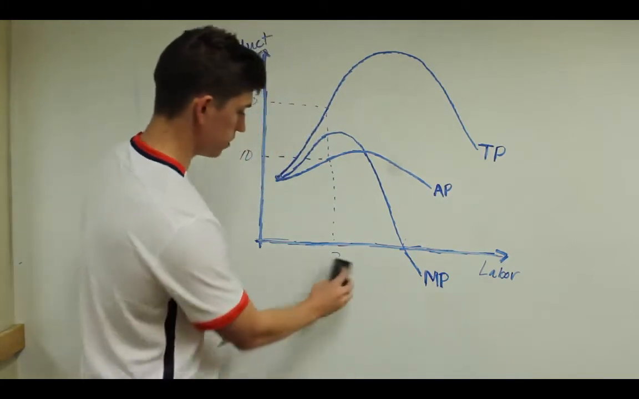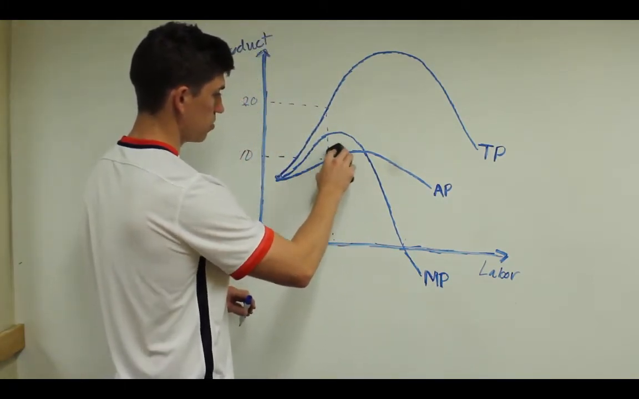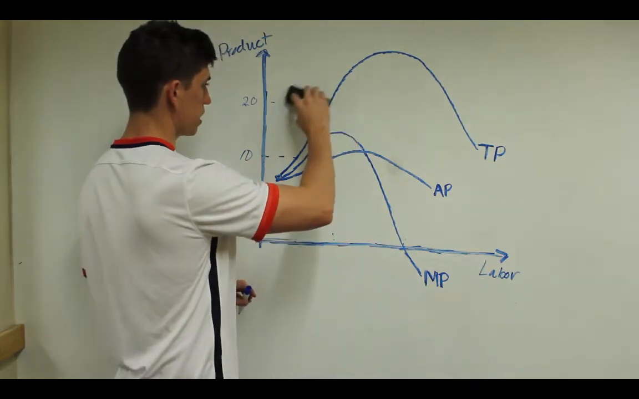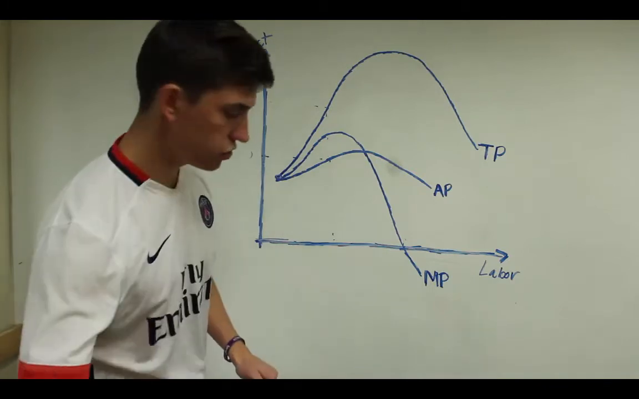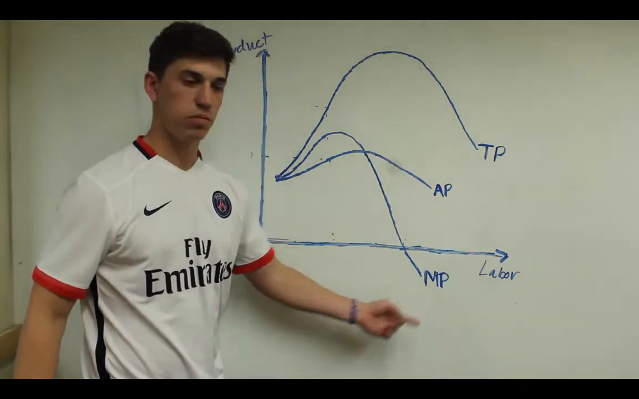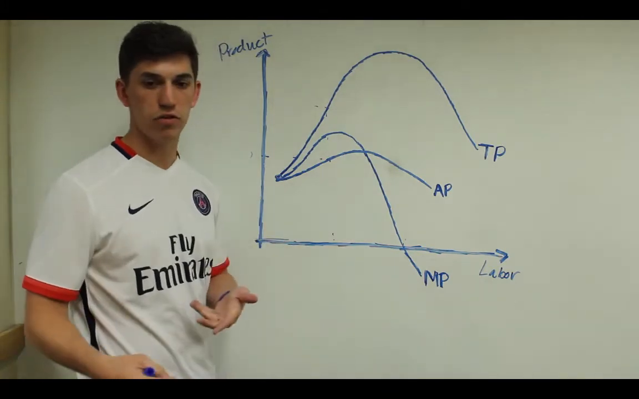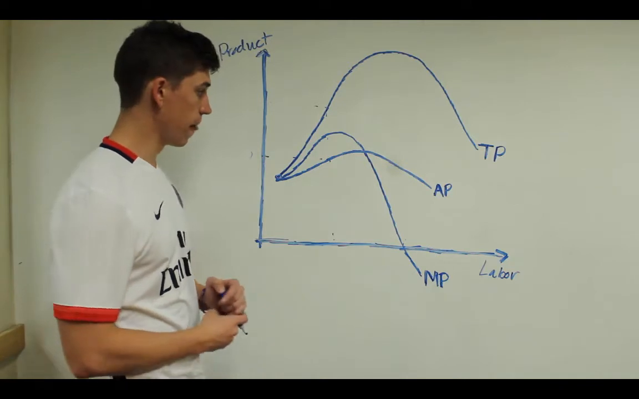So I'll erase these numbers so that I don't run into any confusion later. But that's the first main relationship between average and total. And remember, average should start at the same place as total and as marginal, as I'll get to in a second. Because of course, if you have 1 unit of labor, your average is your total. It's just whatever that 1 unit produces.